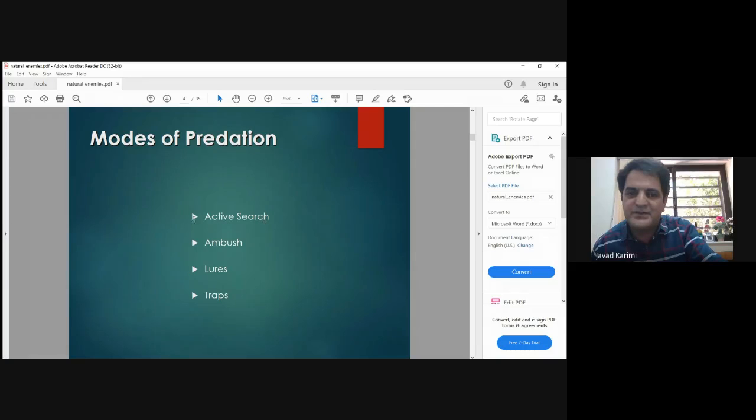They have active search, meaning they look for their prey. Some of them are ambush, meaning they wait in a site, and when their prey reaches them, they kill it. Some have a lure, and some of them have a trap, meaning they use some method to feed on their prey.